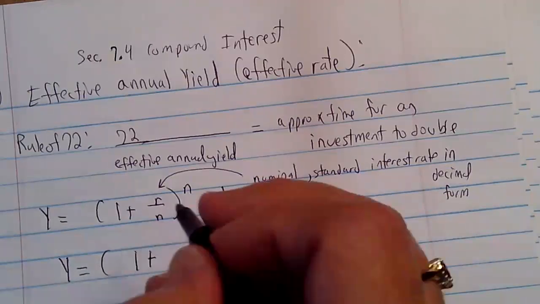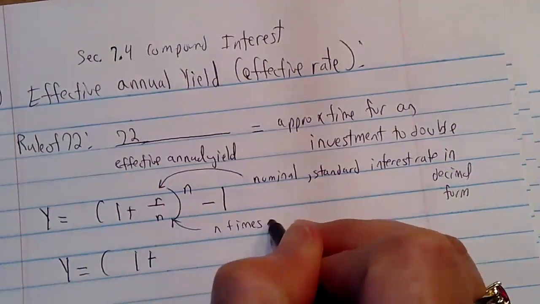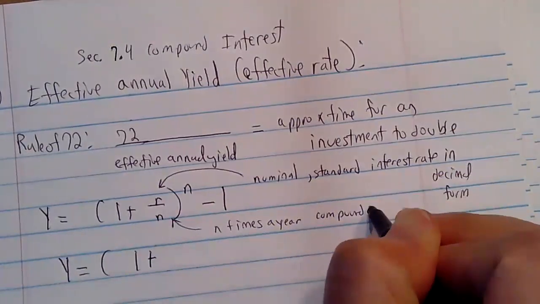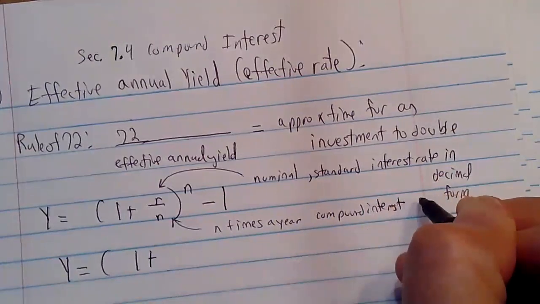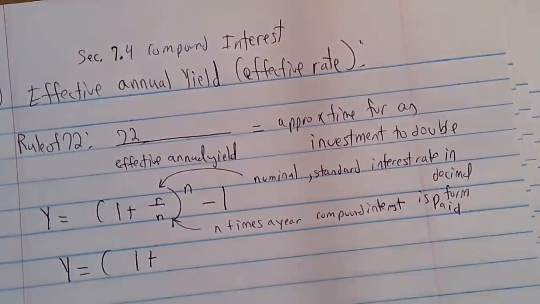And then n is the same. It's still n times a year, and compound interest is still going to be paid. That doesn't change. It's either once a year, 12 times monthly, every month, or semi-annually, twice, or quarterly. So this still applies. This idea, go back to this table.